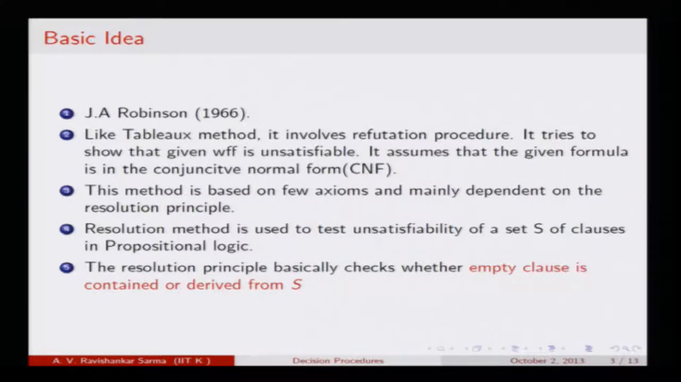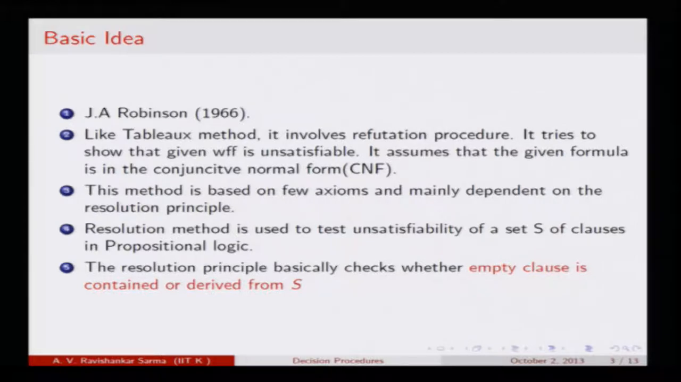So this method assumes that a given formula is in the conjunctive normal form. All of us know that any given formula can be expressed in DNF, that is the disjunctive normal form, or it can also be expressed in conjunctive normal form. Conjunctive normal form is a normal form in which only negation, disjunction and conjunction occur; there is no implication and double implication sign in the conjunctive normal form. So this conjunctive normal form is conjunctions of disjunctions.